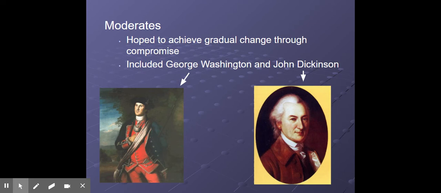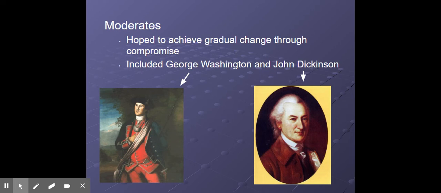All right, now do not think of the moderates as weak. Okay, they are trying to achieve the same results, but peacefully. And once war is declared, a bunch of the moderates are going to become radicals and are going to devote themselves wholeheartedly to the quest for independence. Okay, so do not assume that the moderates are weak or bad or anything like that. They are trying one more time to work things out peacefully. When it fails, they will become dedicated. Some of them will become dedicated to this revolution.